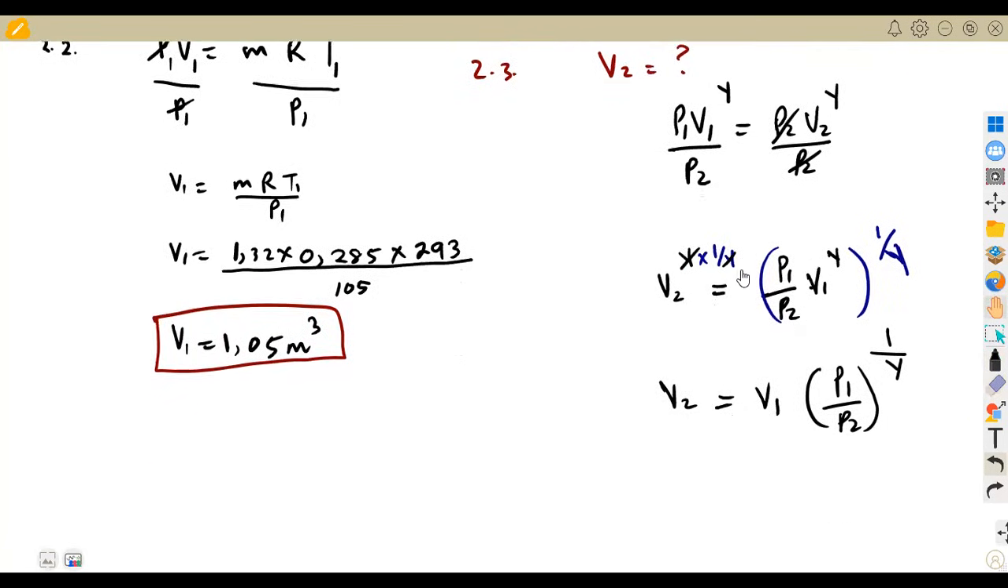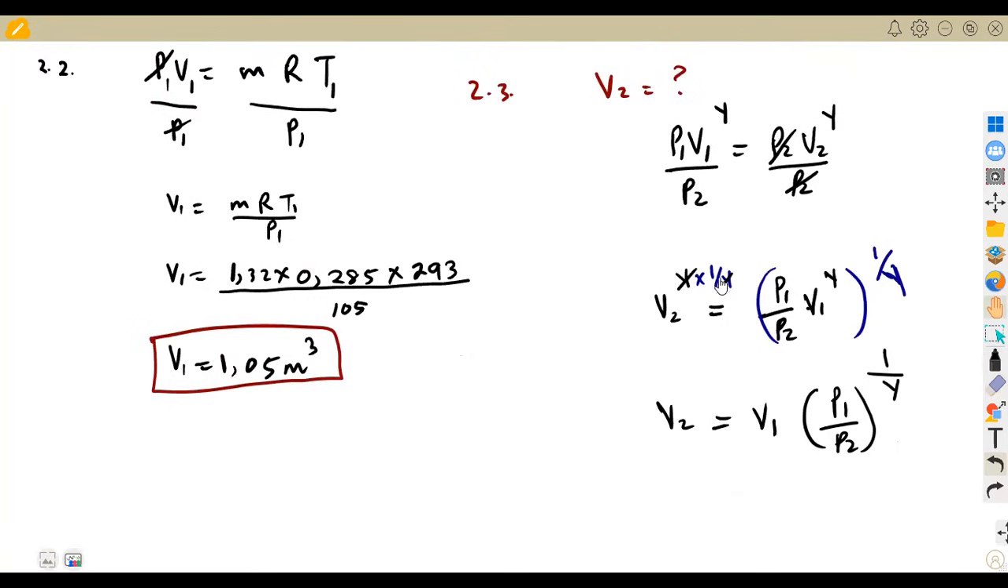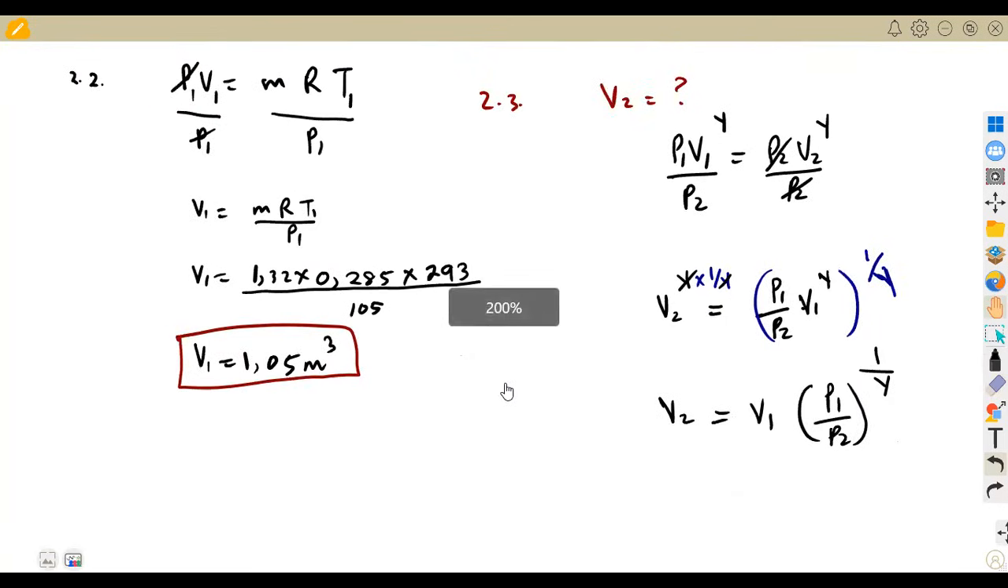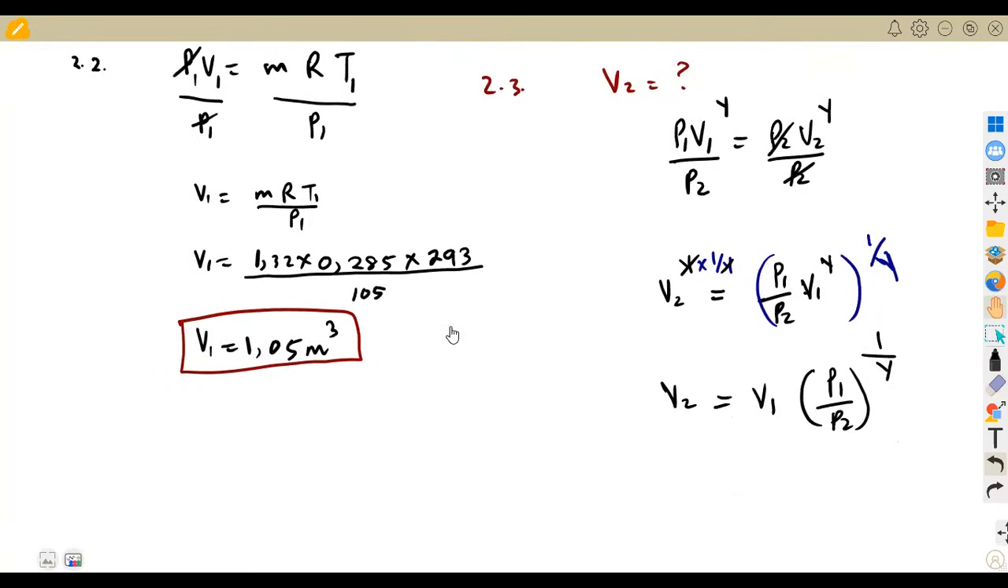Even if you choose the one that I indicated before, you are going to have the same thing. I think I explained this formula when we were dealing with the air compressors. How you manipulate the formula is the same. So V2 is going to be V1. We've got the value of V1 here, which is 1,05, times P1 over P2.